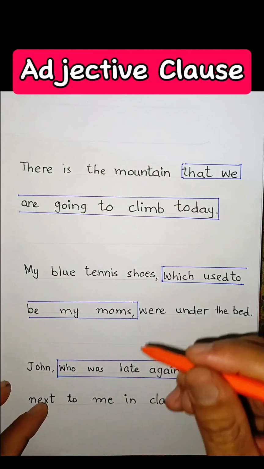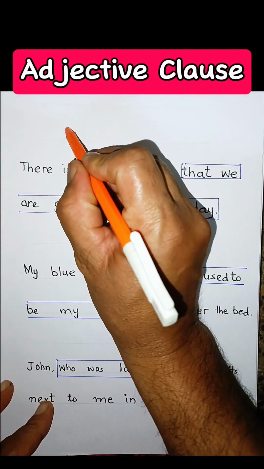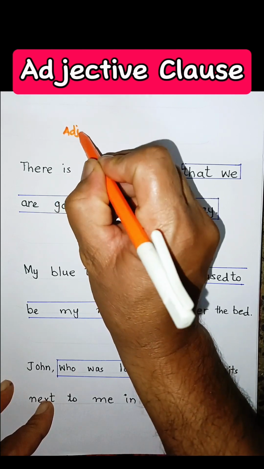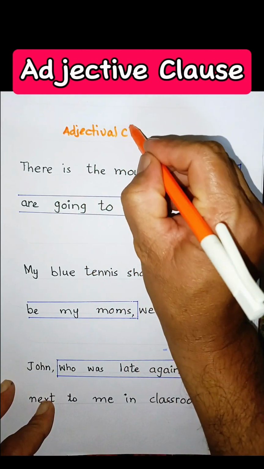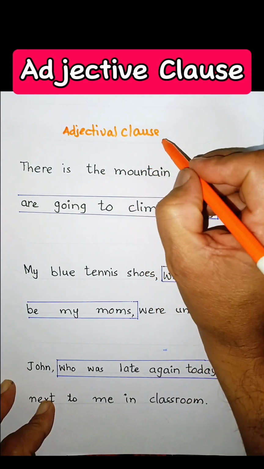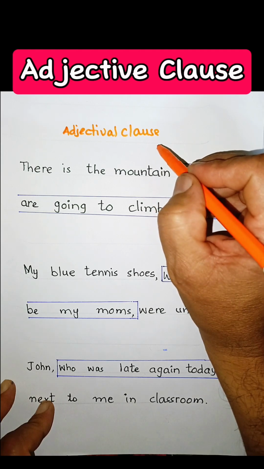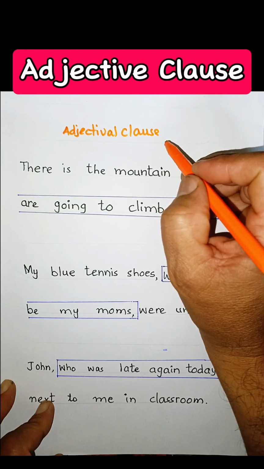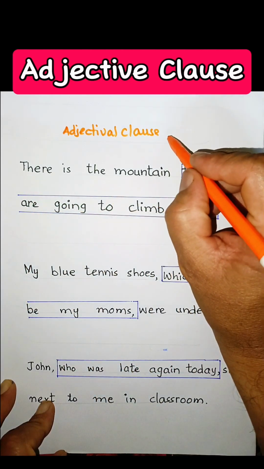Adjective clauses. We may call it adjectival clauses. So we can say that an adjective clause is a clause that acts like an adjective inside a sentence. Let's see a few examples.